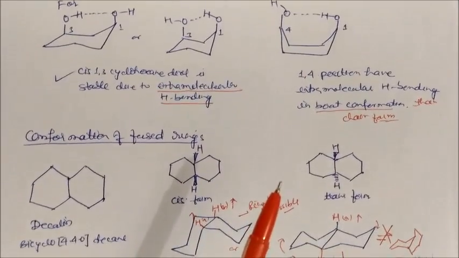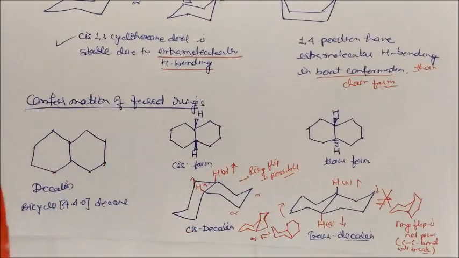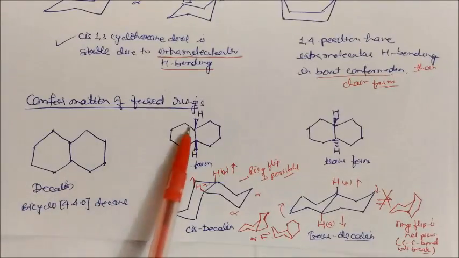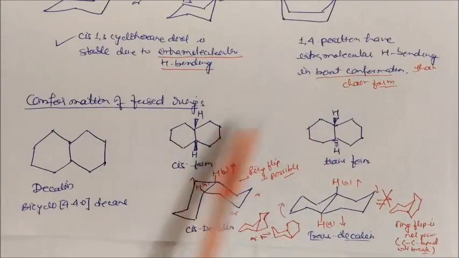Now we'll see some conformation of the fused rings. The fused rings means these rings are attached to each other. So this is the decalin structure. It is called as bicyclo 4,4,0 decane. So again, if you write in the cis form, these are cis forms, 2 hydrogen up and 1 hydrogen up and down. This is a trans form, cis and trans form.